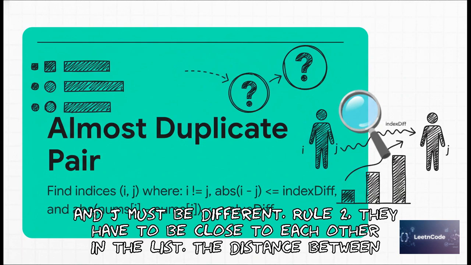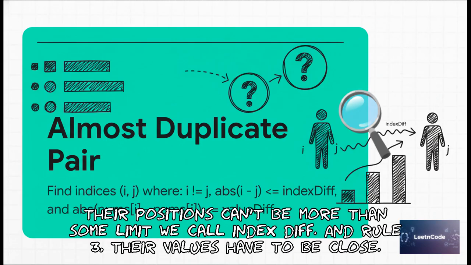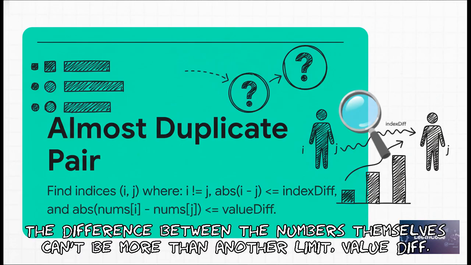Rule 2, they have to be close to each other in the list. The distance between their positions can't be more than some limit we call index diff. And rule 3, their values have to be close. The difference between the numbers themselves can't be more than another limit, value diff.